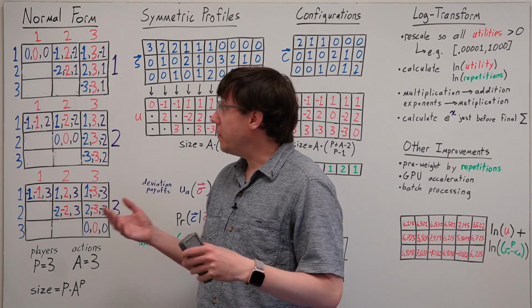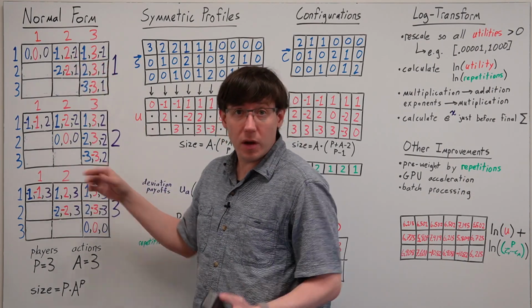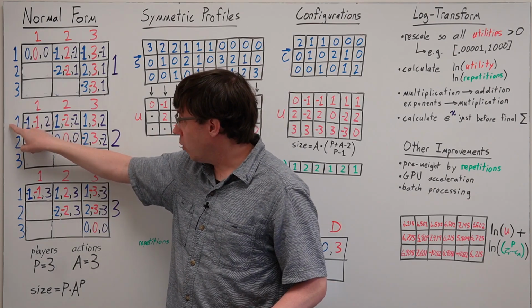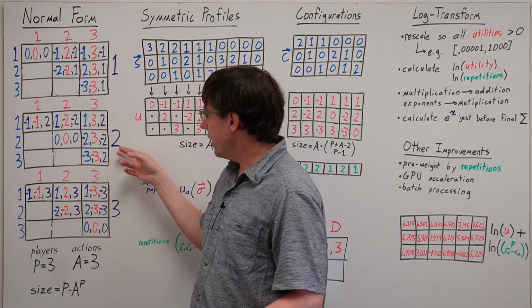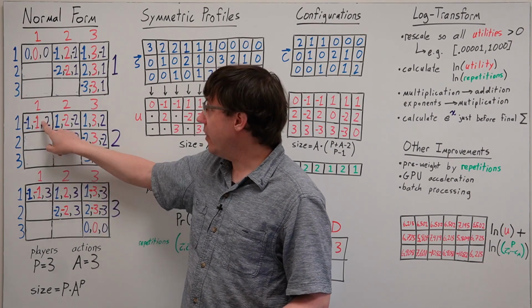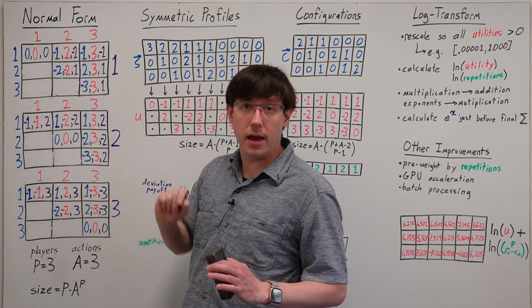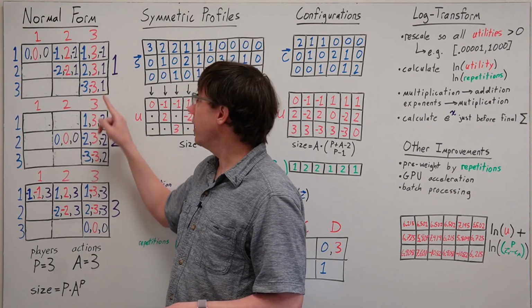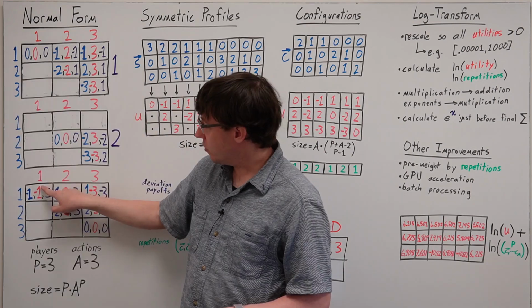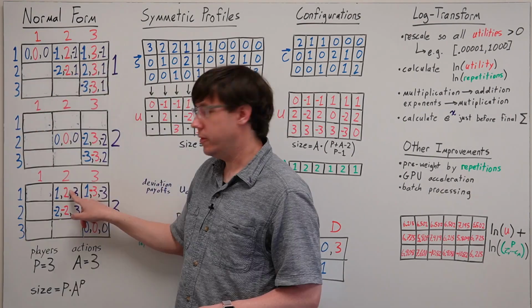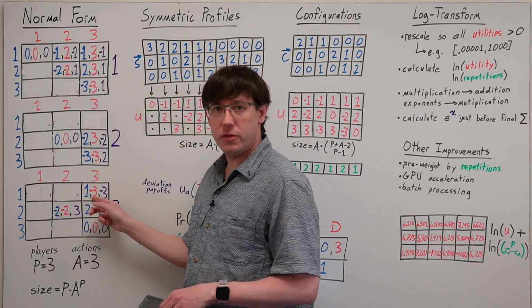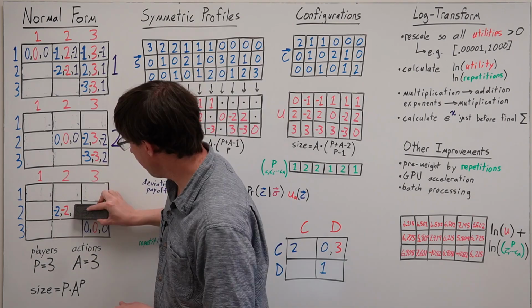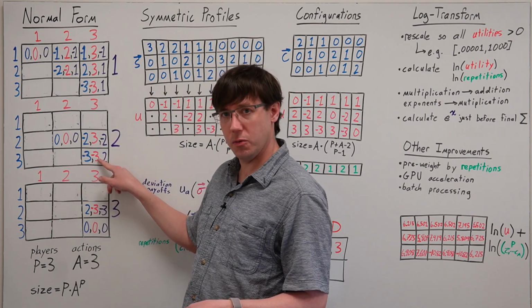But there are also repeated profiles between these different subarrays. For example, this profile corresponds to players 1 and 2 choosing action 1, and player 3 choosing action 2, and that's just this profile repeated again. Likewise, this profile is redundant with this one. This profile is redundant with this one. This profile is redundant with this one. This profile corresponds to this one, and this one, and this one. And this profile is the same as this one.